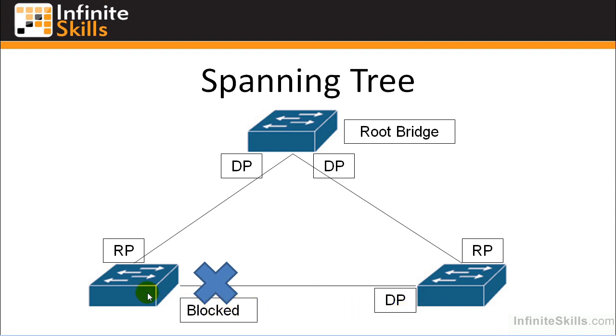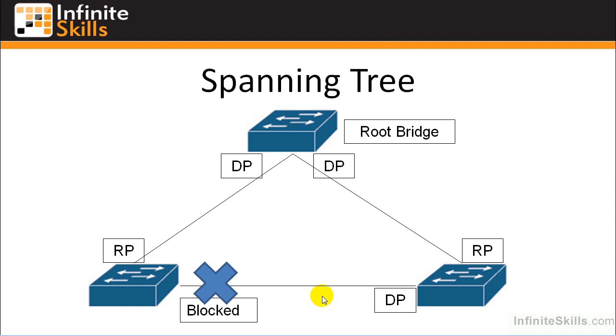Now, obviously, both of these switches are connected to this same LAN segment. And in order to prevent loops, only one of these switch ports can forward traffic onto this segment, because if both of them forwarded traffic, then the traffic would enter the segment here, leave there, loop through the root bridge, and you'd have a big loop on the network.